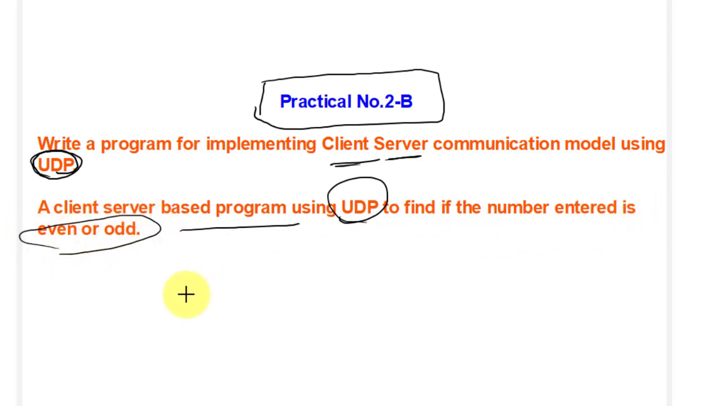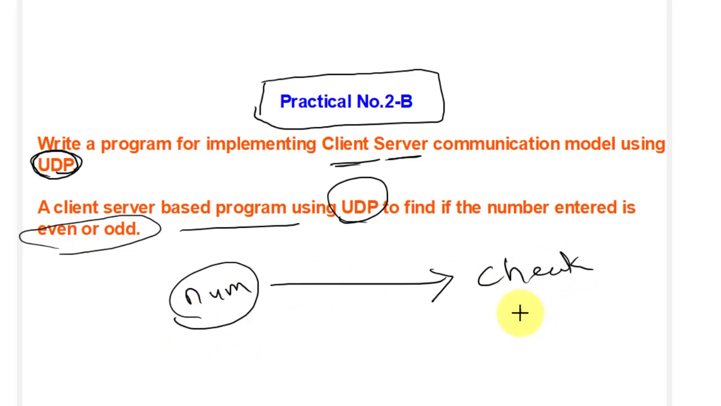So the client will send a number to the server. The server will check the number. If it is divisible by 2, that means it is an even number. Otherwise, it is an odd number. So this is the basic logic behind the program, and we also do the iteration of the server and client.